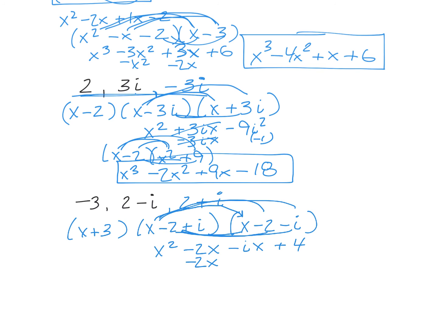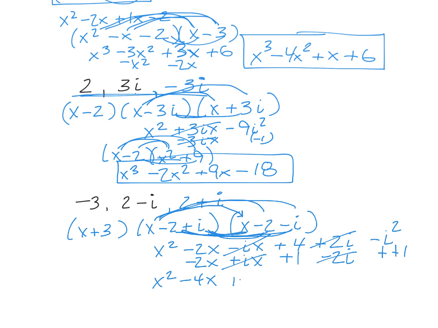And then a positive 2i. Run the i through, I'd have ix, negative 2i, and then a negative i squared, which is like a negative negative 1, which is a positive 1. So you can see those terms with the i's cancel, and I'm left with x squared minus 4x plus 5.